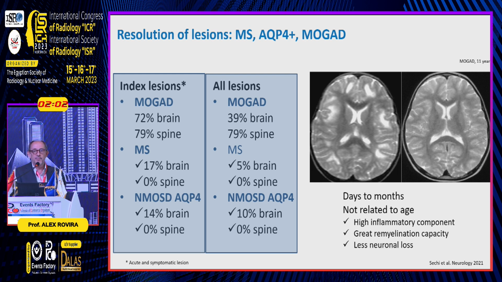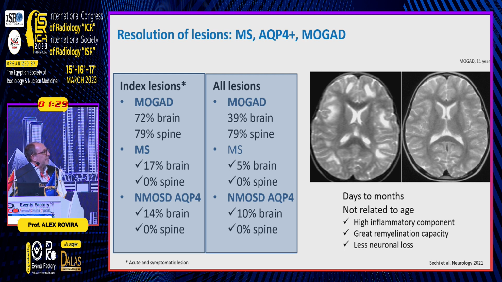And finally, the follow-up. The follow-up is also completely different between MS and the other two conditions, because in MOG and also in aquaporin 4, most of the lesions completely disappear, reflecting that they mainly are an expression of an inflammatory condition with edema, but with no significant tissue destruction. So this is a nice case with a lot of big lesions in the subcortical area involving both brain hemispheres, and after a few months, the lesions all disappear.